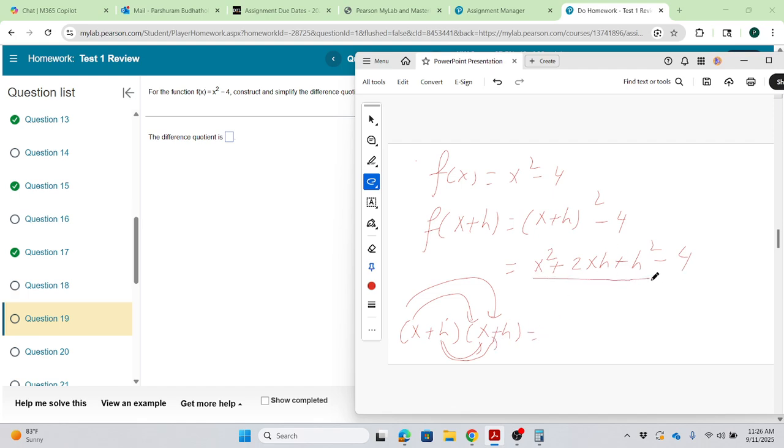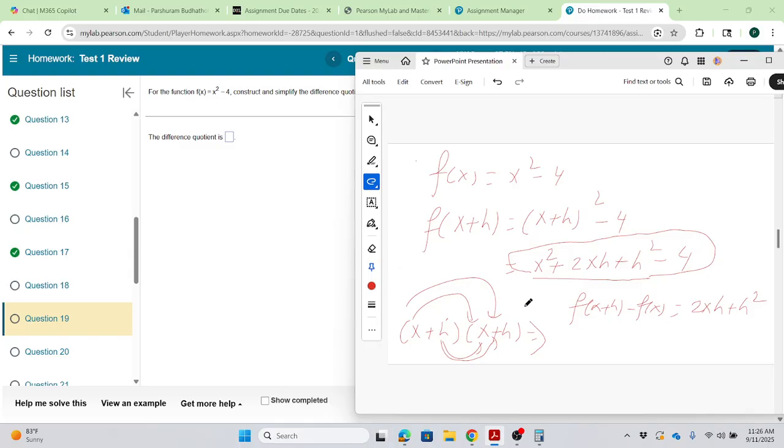So now you're going to use this value and then subtract this value from here. So eventually the value would be 2xh plus h squared if you find the difference. So the difference f of x plus h minus f of x would be this: x squared will be cancelled out, this 4 will be cancelled out after simplification. Remember, I'm skipping that simplification part because we did the same thing in the previous problem. So I hope you can just follow that.